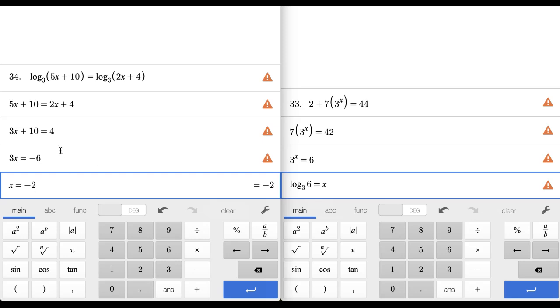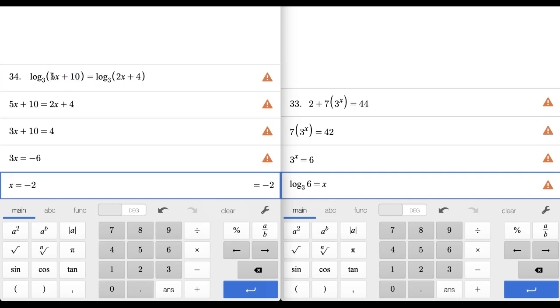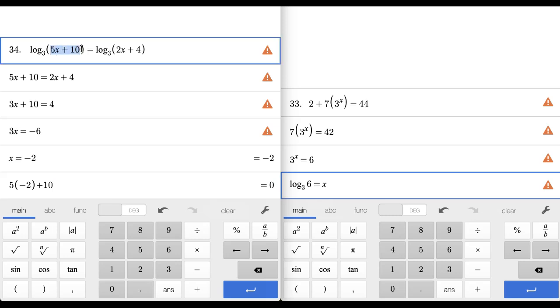This one we should check for an extraneous solution. So if I plug negative 2 back in, both of these are going to become 0, I think, right? So we go 5 times negative 2 plus 10. So if inside your log is a 0, that's actually an undefined number, right? Because if you take 3 to some power, it's never going to equal 0. 3 to some power will always be above 0. If you think about your exponential equations, the asymptote is at 0.